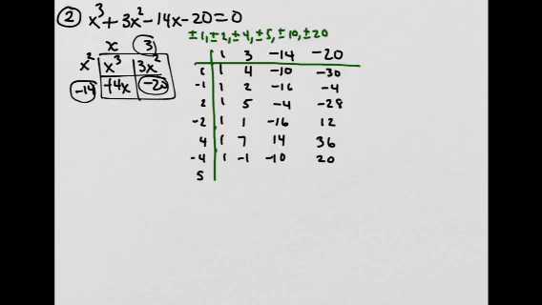5. Bring down the 1. 5 times 1 is 5. 5 plus 3 is 8. 8 times 5 is 40.